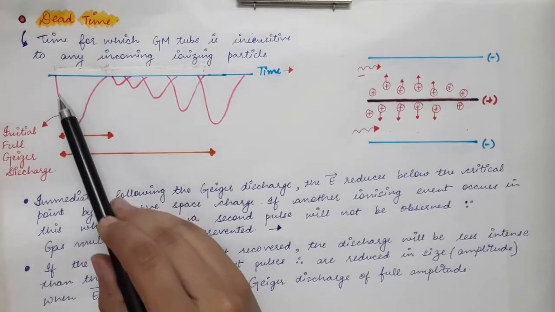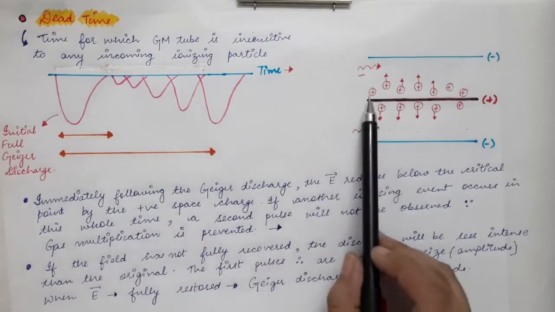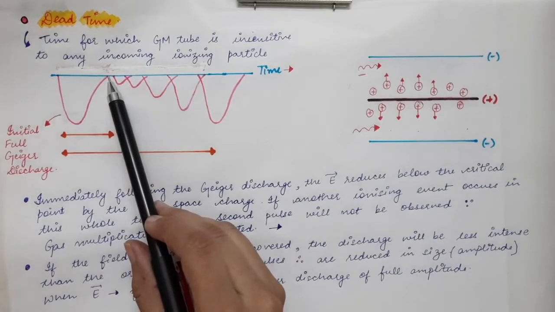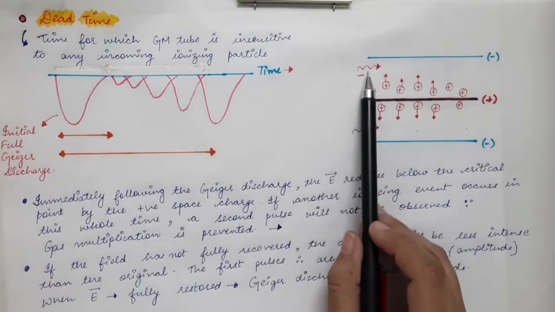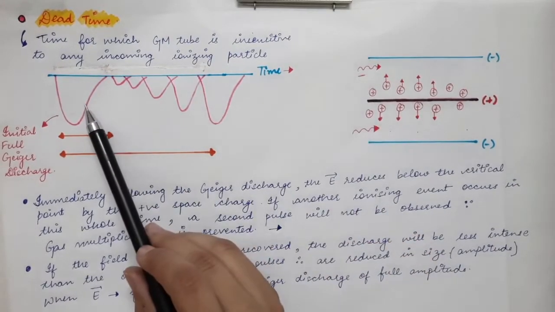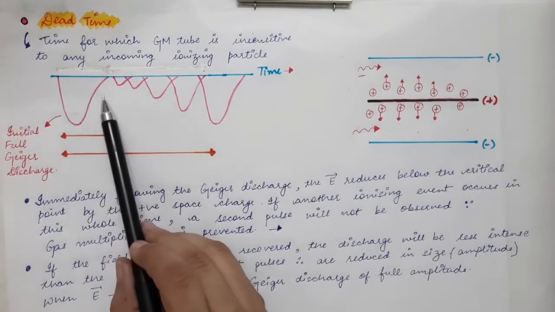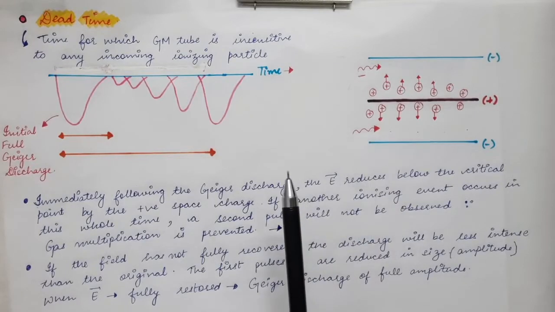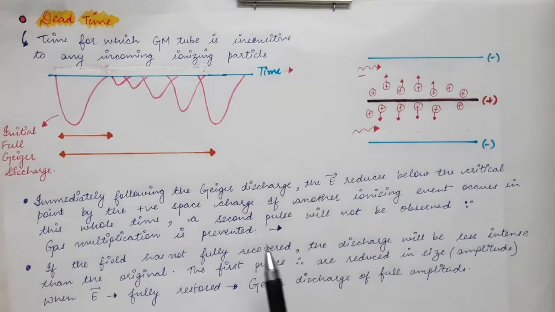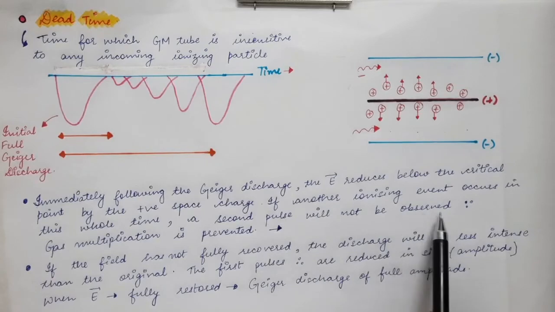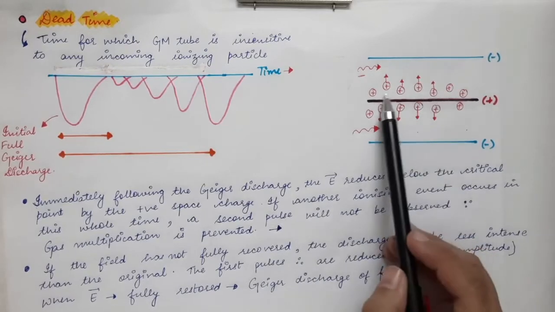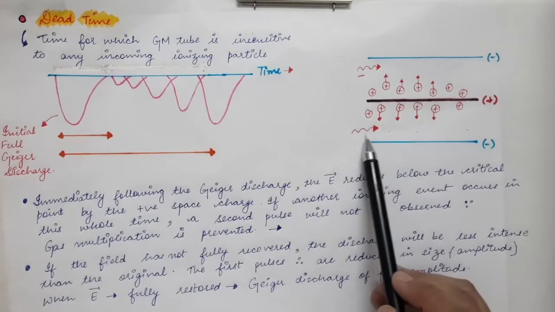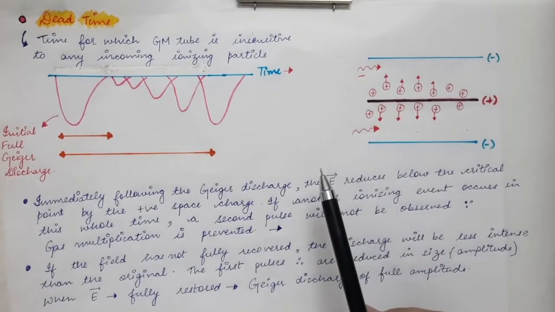So there is a formation of the first pulse, there is a formation of Geiger discharge. The first pulse is getting formed in a certain amount of time. Corresponding to the first ionizing particle, we have got the first pulse. So during the formation of this pulse, if another incoming particle enters, that particle will not be detected. So a second pulse will not be observed because the electric field has decreased. Therefore, no avalanche will occur because of this second ionizing particle.